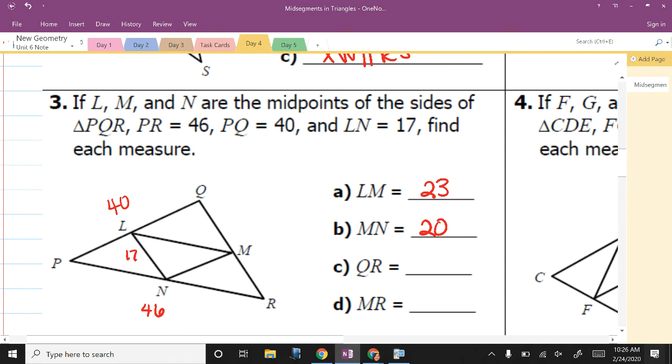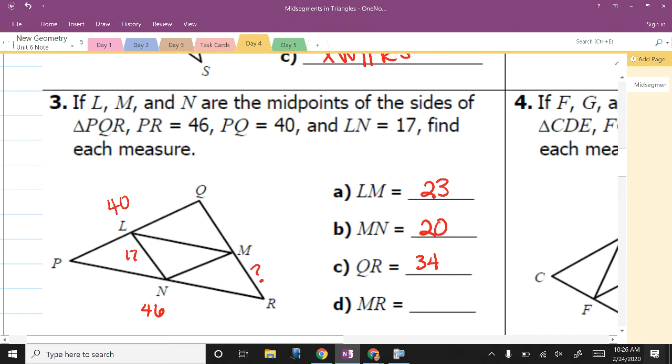Next is QR. QR is this whole big segment over here. So it's an outside segment. And 17 is the mid segment that corresponds with it. So what do I do with 17 to get QR? Double it. 17 times 2 is what? 34. So if you're looking for an outside segment, you double the mid segment. If you're looking for a mid segment, you half the outside. Y'all see that?